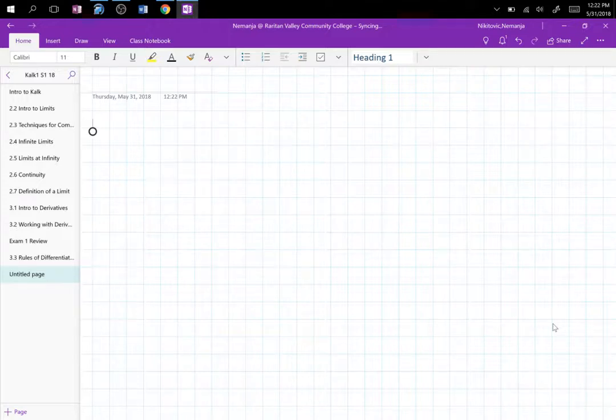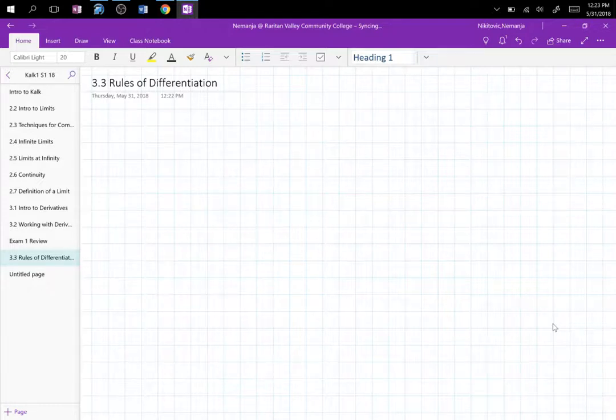Hello and welcome back to Calculus 1, section 3.3, Rules of Differentiation. So let's first address the word differentiation. What does it mean? Differentiation means to take the derivative of a function. So it's a process of taking the derivative. So, rules of differentiation.